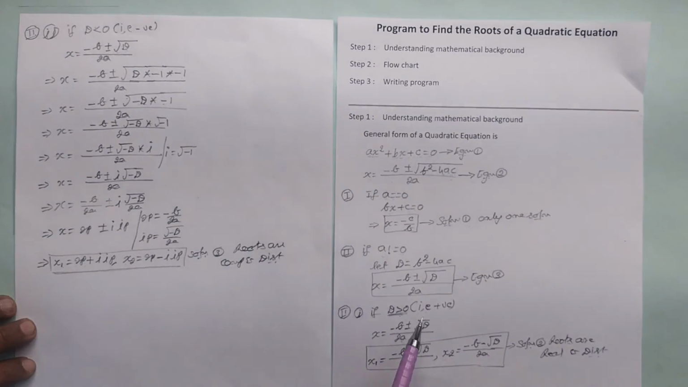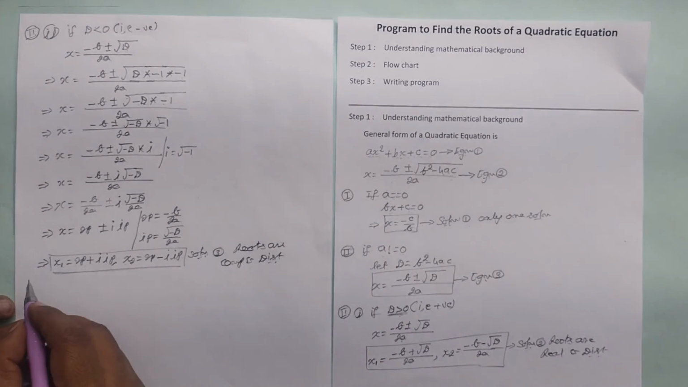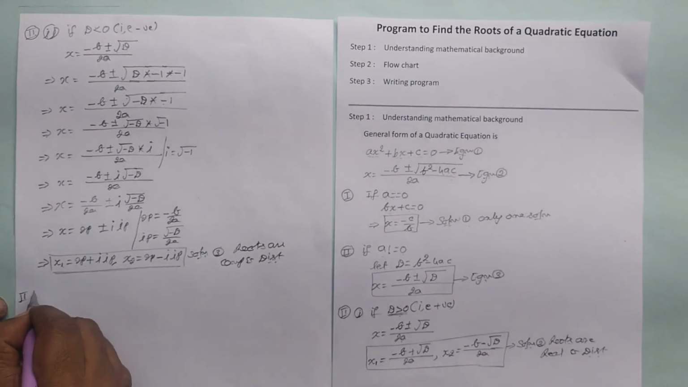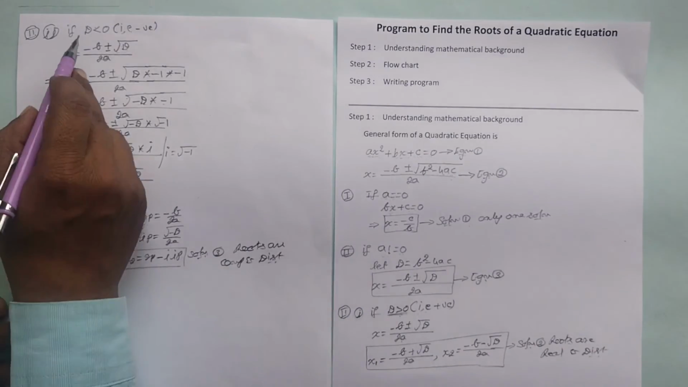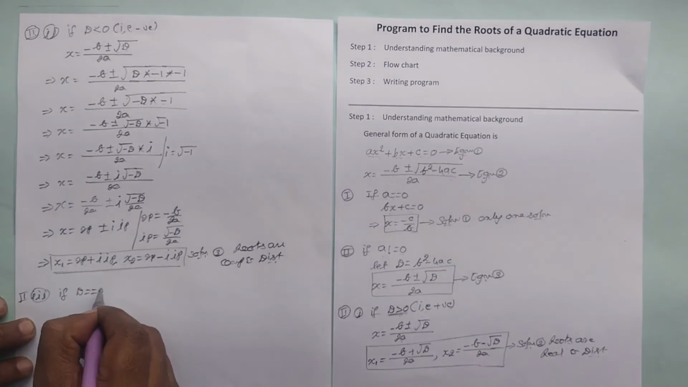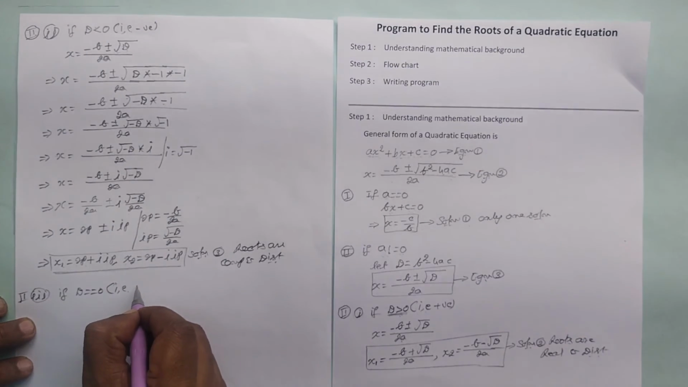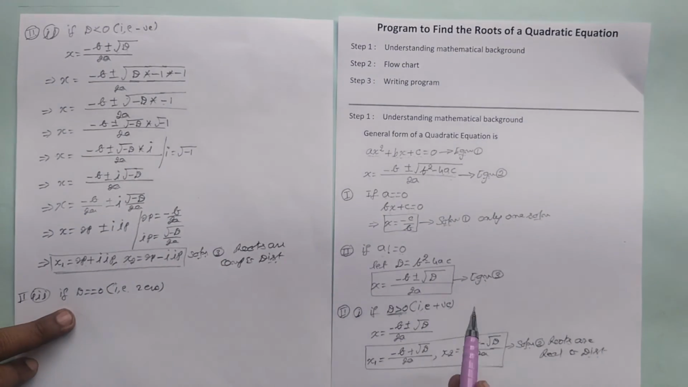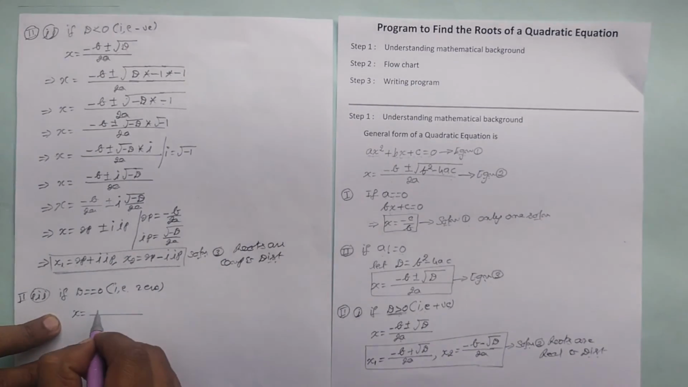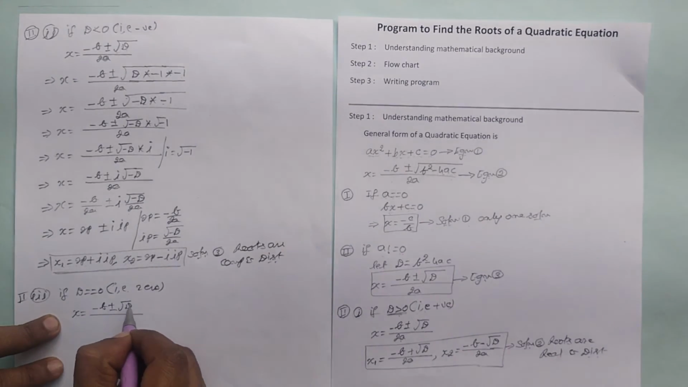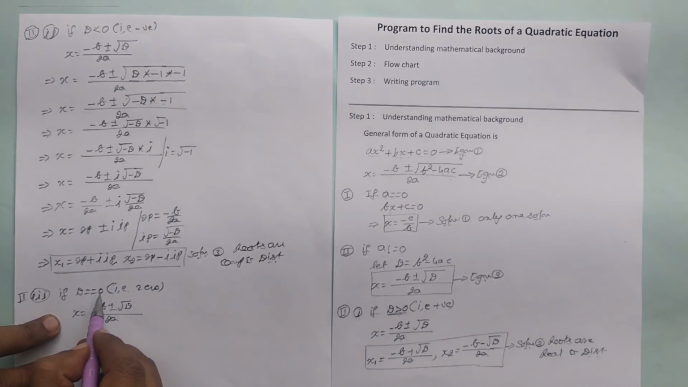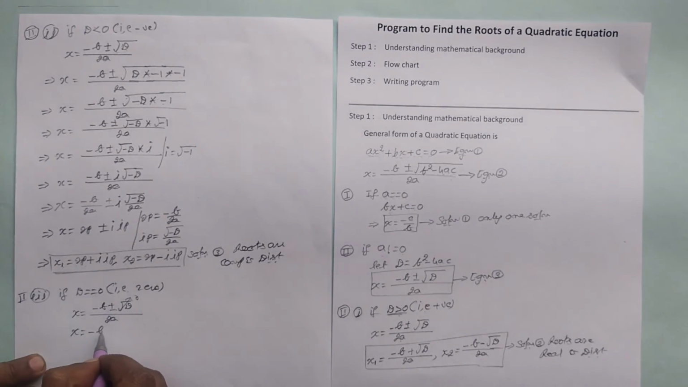Next, we have to move on to D equal to 0. In the second main case, third case: if the value of D is equal to 0, that is 0 itself. Let us write down equation number 3 as it is. x is equal to minus b plus or minus square root of D by 2a. Whenever D is equal to 0, this term is going to become 0. The remaining thing is x is equal to minus b by 2a only.